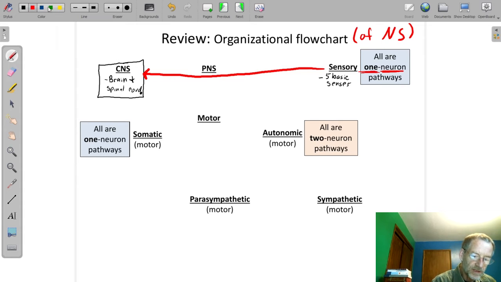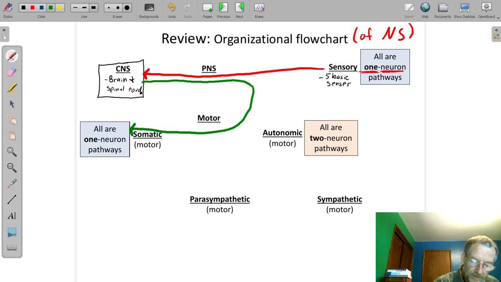And then coming out, the brain decides what to do again. Let's take an easy one. Let's just come out. This is going to be motor. Comes out, and then let's just have it loop down to this box. So this is our motor output.